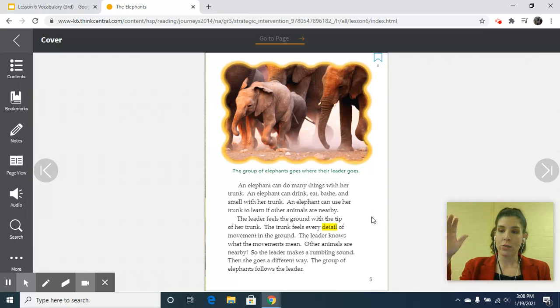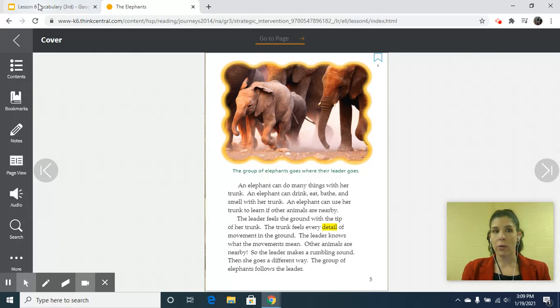So as a baby elephant to adult, she has learned to differentiate. She has learned to understand, or decipher, or figure out what is different in each sound to know what that means. Are they in trouble? Are they okay? The leader knows what the movements mean. Other animals are nearby, so the leader makes a rumbling sound. Then she goes a different way. The group of elephants follows her because remember, the female elephant is the leader of this group. So, like I said, if she decides to go one way, they need to go with her.